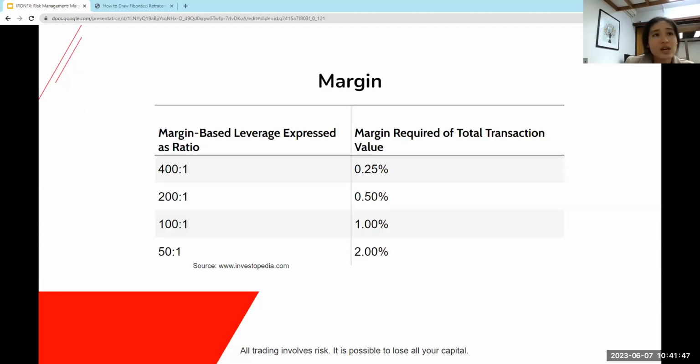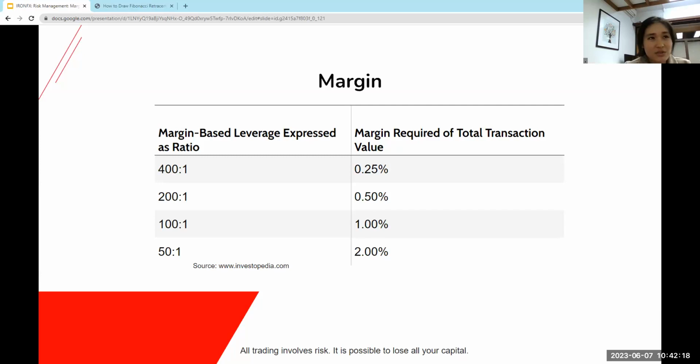So here we've calculated the margin for you. This is from Investopedia. But if you're wondering how exactly to calculate margin-based leverage, you basically divide the total transaction value by the amount of margin you are required to put up. So margin-based leverage would then be the total value of transaction divided by margin required.